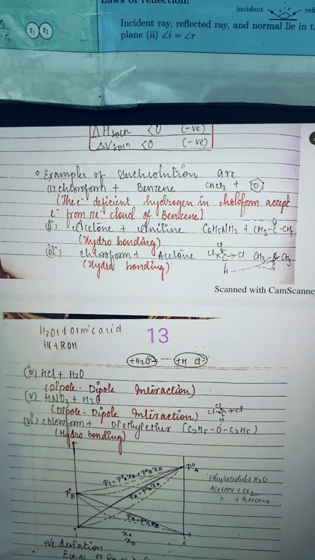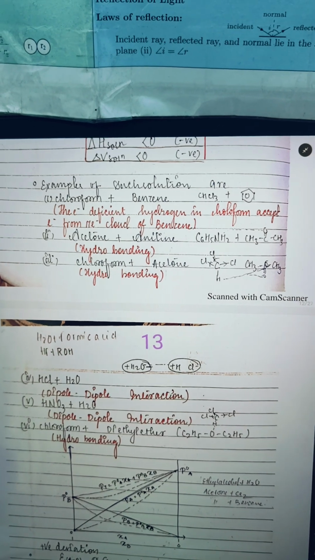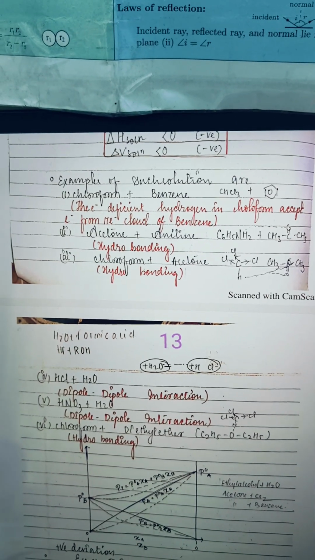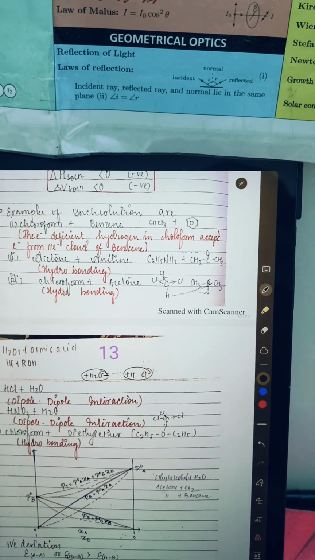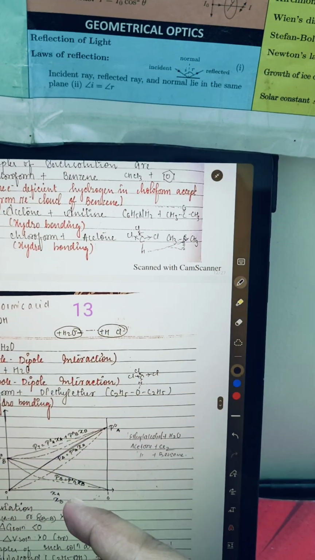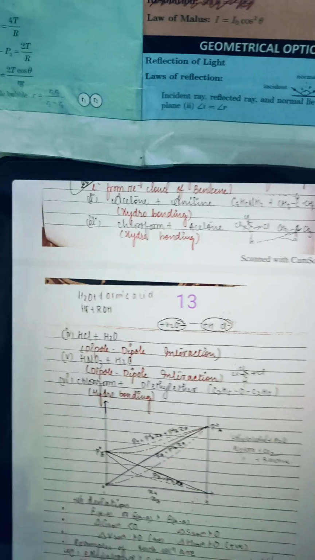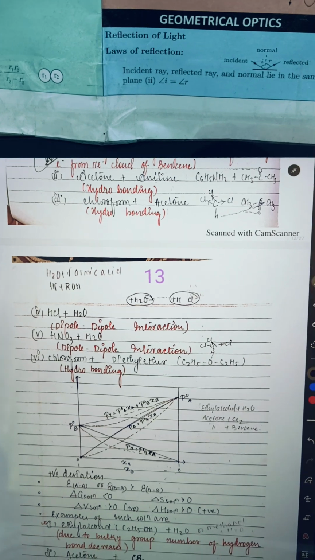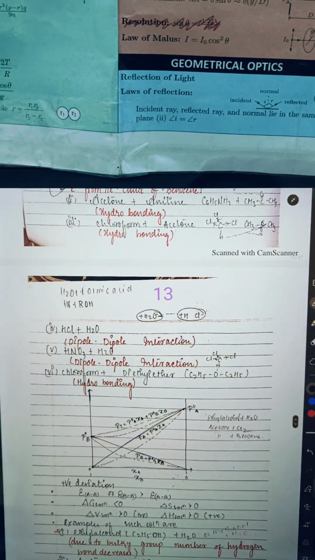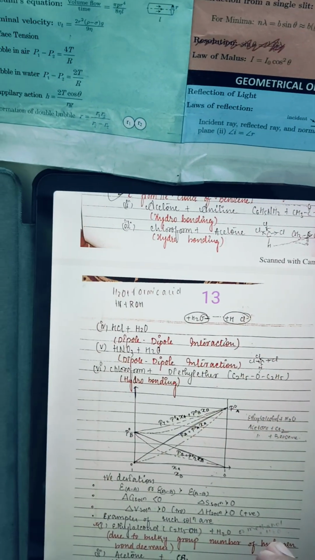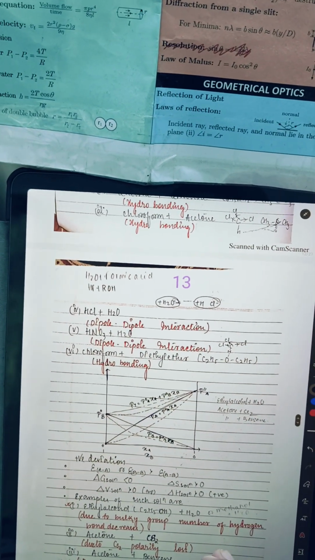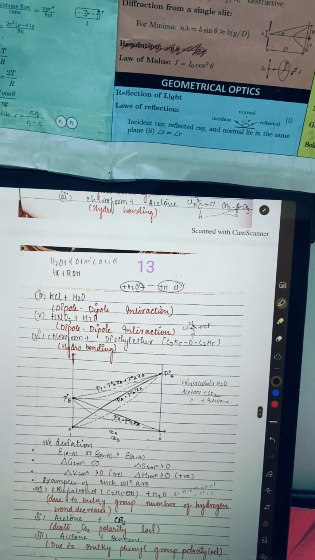Examples of such solutions are chloroform plus benzene, CHCl3 plus benzene. The electron deficient hydrogen in chloroform accepts electrons from the pi electron cloud of benzene. Now acetone and aniline. Acetone plus aniline is C6H5NH2 and CH3 C double bond O CH3. Aniline we have just studied in the aniline chapter. Acetone plus aniline, then this is hydrogen bonding, and again hydrogen bonding, chloroform plus acetone.